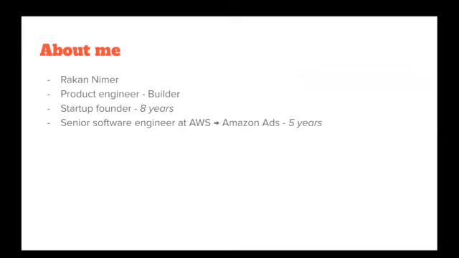So before we start, a bit about me. I'm Rakan Nimer. I'm a product engineer at heart. I've been writing code and building solutions since I discovered programming on my school calculator. After university, I founded a startup and I grew it for 8 years. Then after that, I sold my soul and joined Amazon. I spent 4 years in AWS, and now I'm in Amazon Ads. So that's it about me.